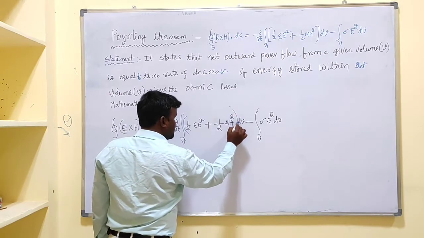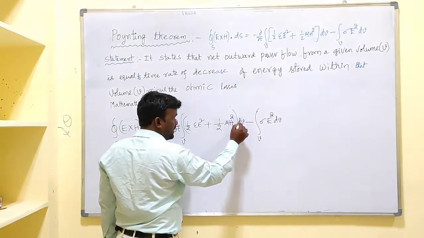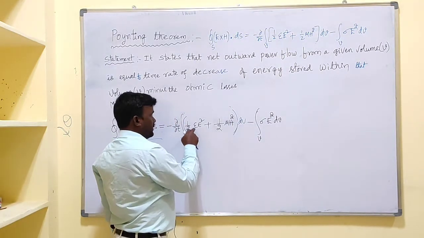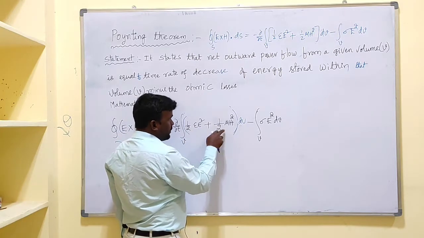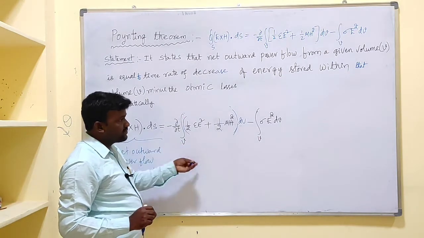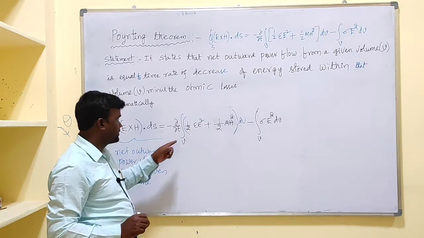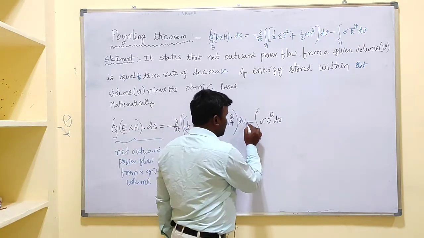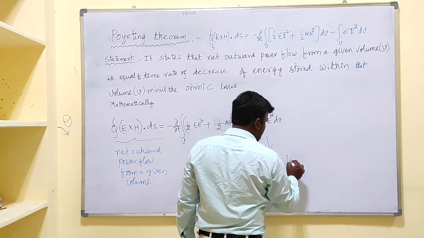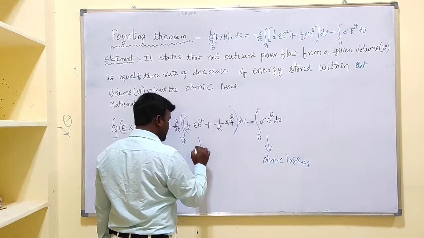that is like this. The integral of 1 by 2 epsilon E square dV is nothing but energy stored in the electric field, whereas the integral of 1 by 2 mu H square dV is the energy stored in the magnetic field. Time rate of change of energy is nothing but power. So that's why it is equal to power, and the other term is also a power, that is ohmic power or ohmic losses.